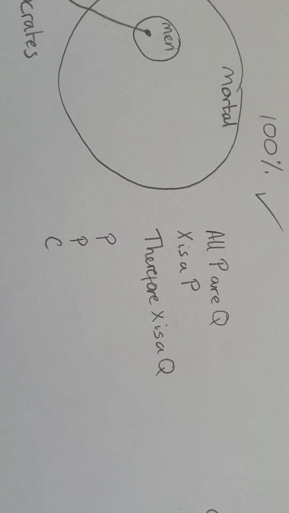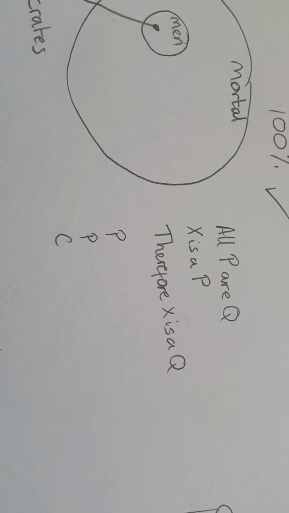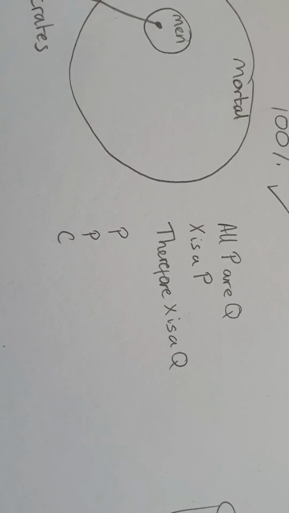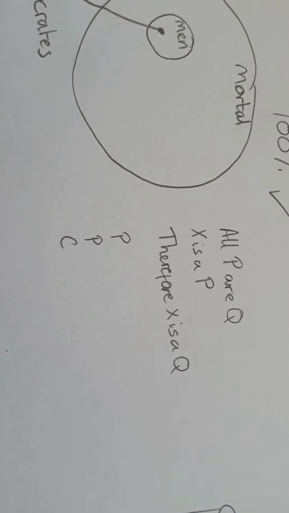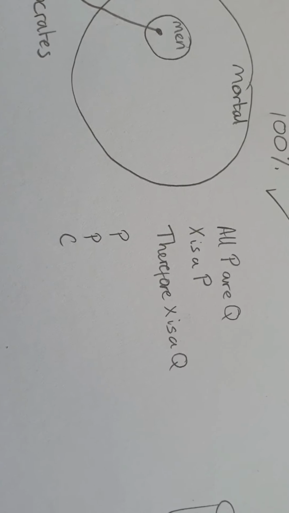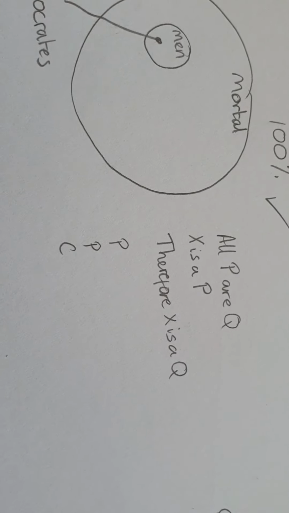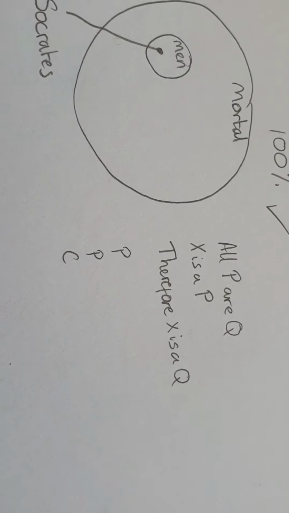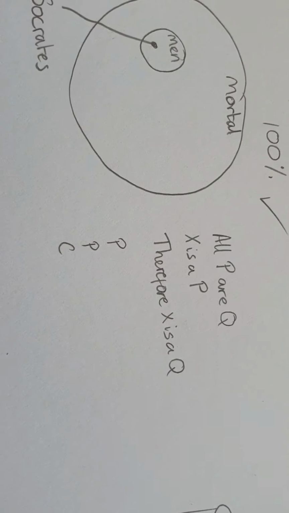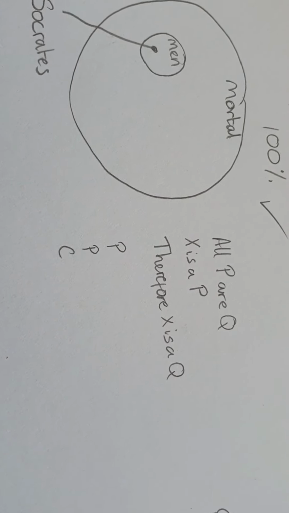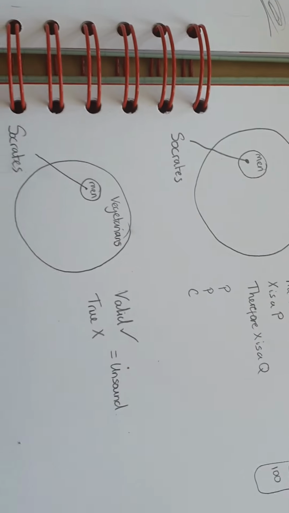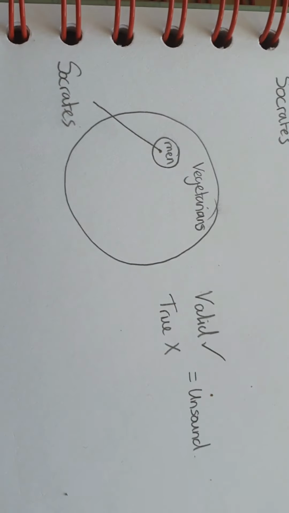But the problem is we could put different values in as P and Q, which we know for a fact not to be true, and the argument would still be valid. So it would still be a certain conclusion, even though it's not actually true in reality. And that means that the argument is unsound. So just have a look at an example there.